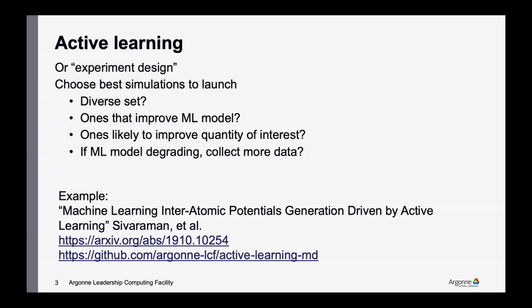And an Argonne example is this paper by Ganesh Subramanian et al. And again, this is all in the markdowns, so you can click the links there if you want to see an example code using active learning.